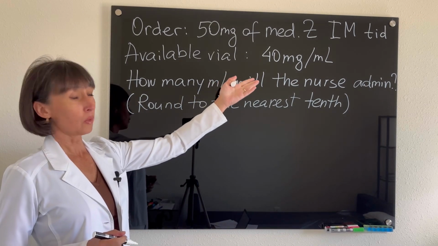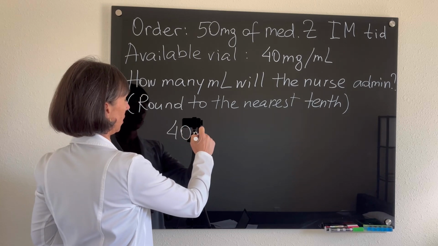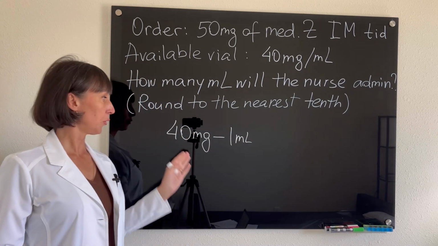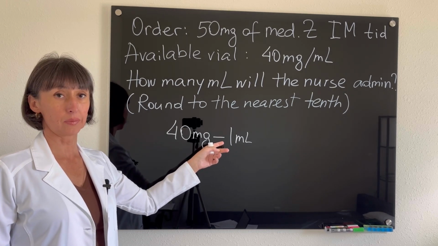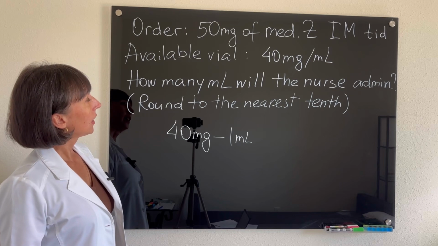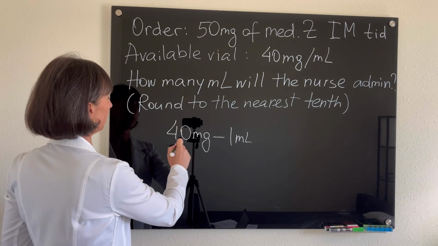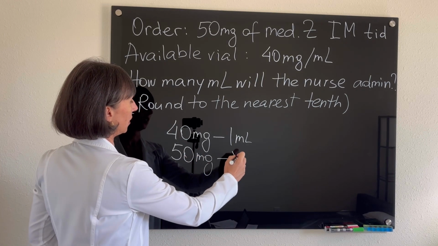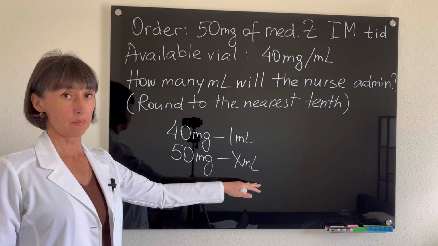First of all, let's write down what we know. We know that 40 mg is 1 ml. This is my "is" line. And now what do we need to find? We need to find 50 mg. 50 mg is X ml.